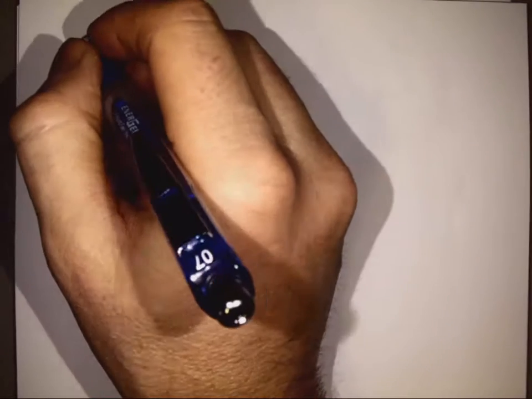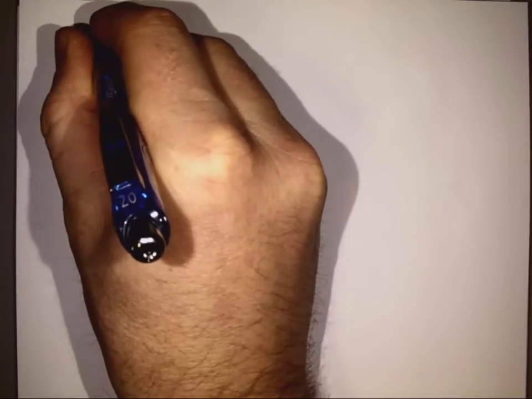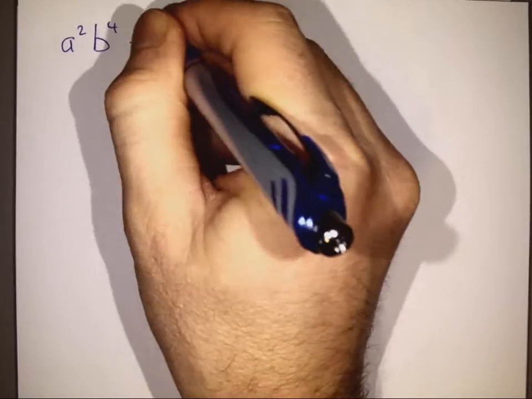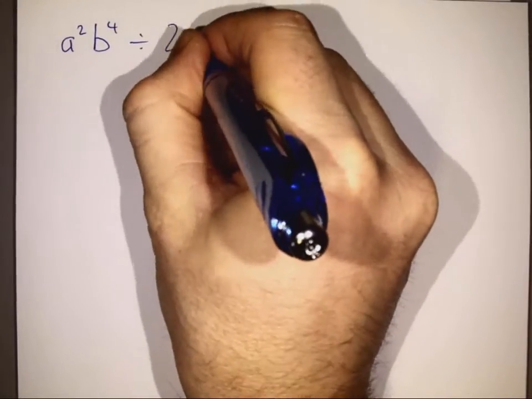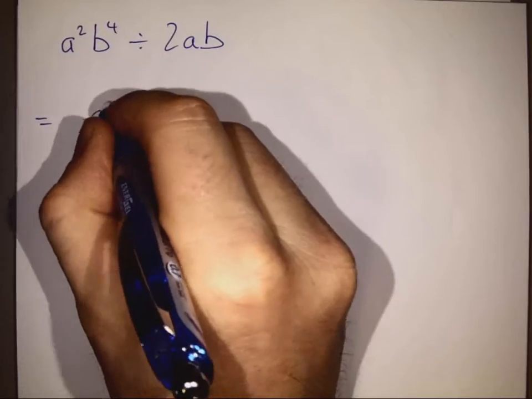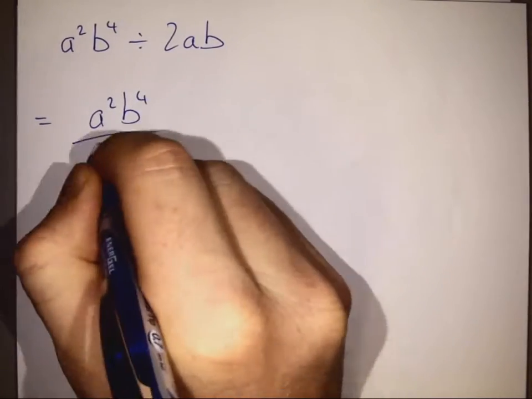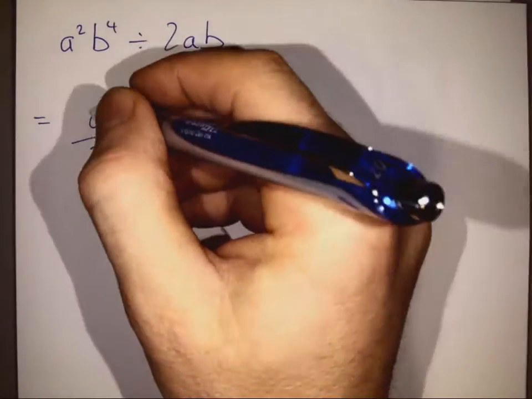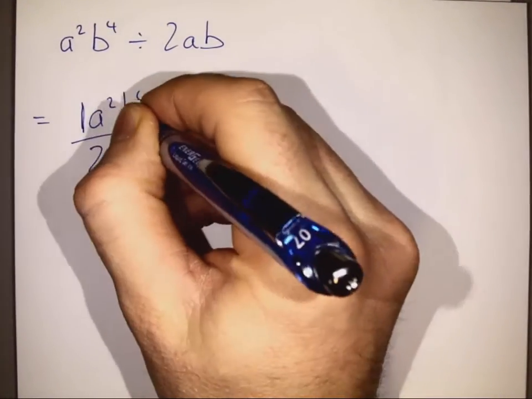Exercise 9.4, question 3, part A. We have some division there: a squared times b to the power of 4 divided by 2ab. Now, it's handier to write it like this: a squared b to the power of 4 all over 2ab. And now, really, we have a 1 up there, but we don't see it. 1 times a squared times b.